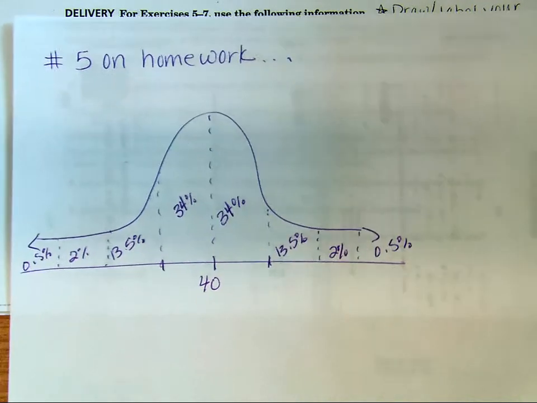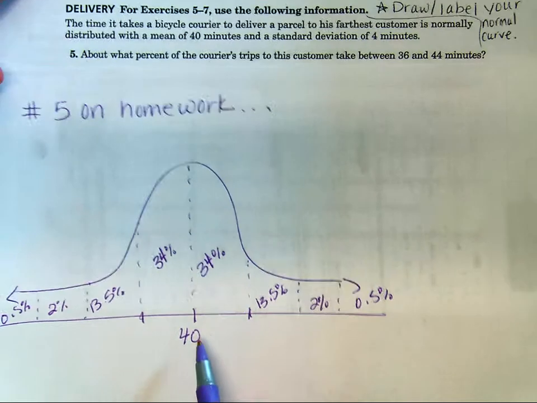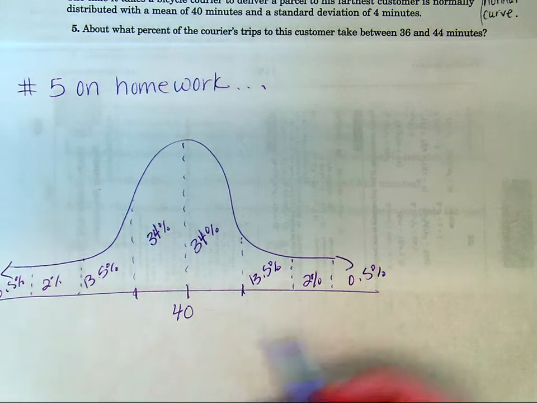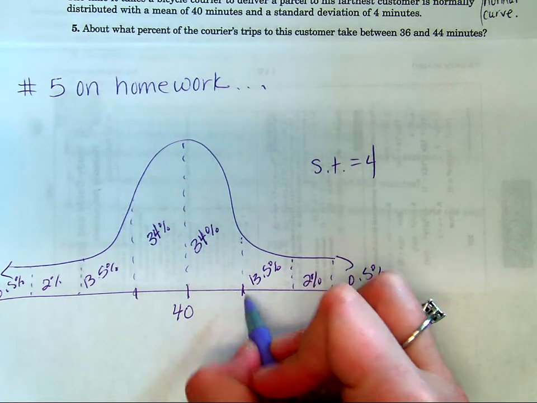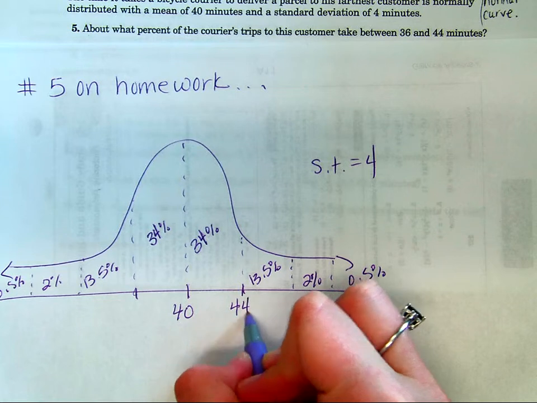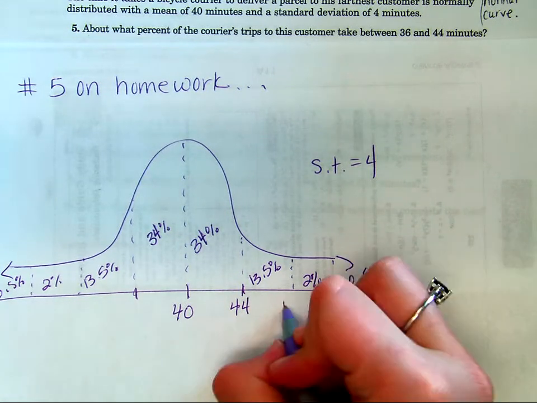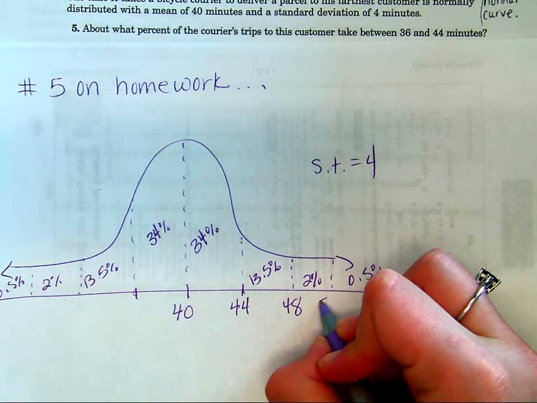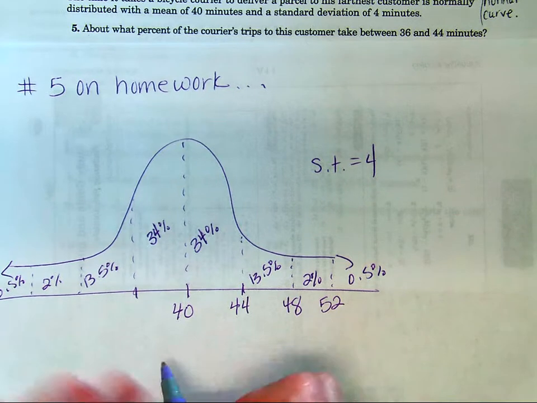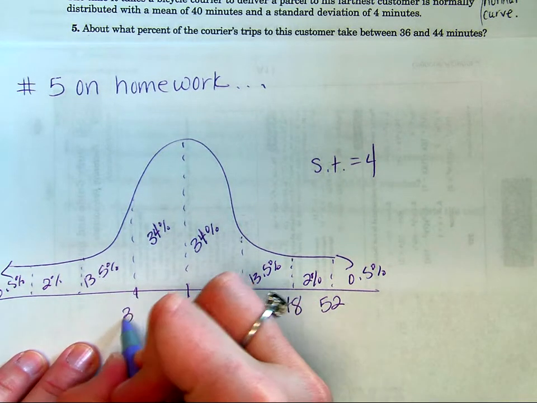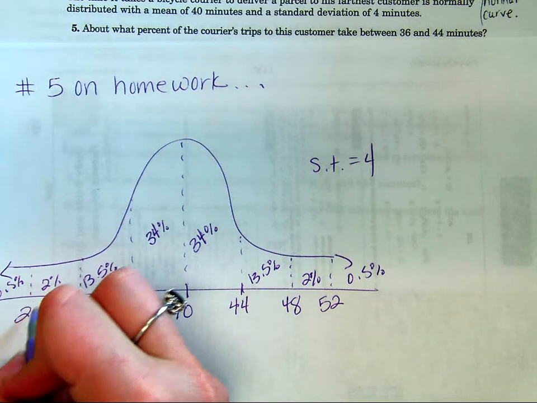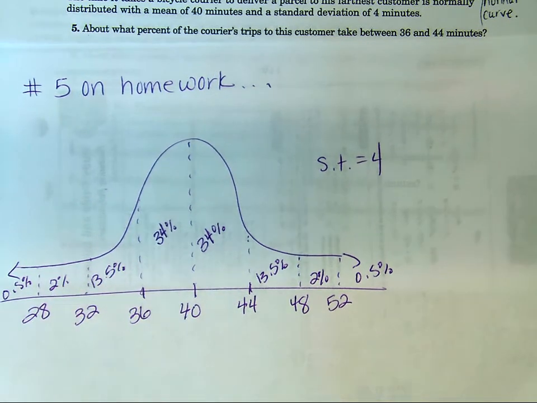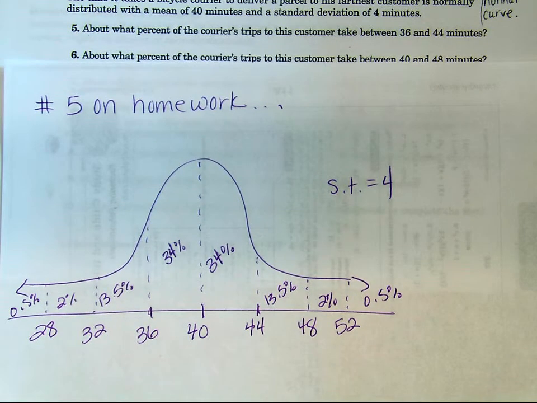Okay, so 40 is our mean. That goes in the middle. Standard deviation is 4. So count by 4s. So right here, 40 plus 4, 44. 44 plus 4, that's 48. This is 52. This is 40 minus 4, 36. 32. 28. So notice I counted by 4s, not by 1s. And might as well do number 5.